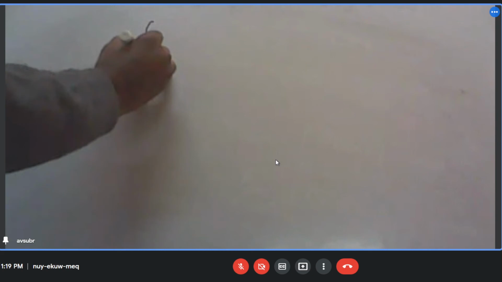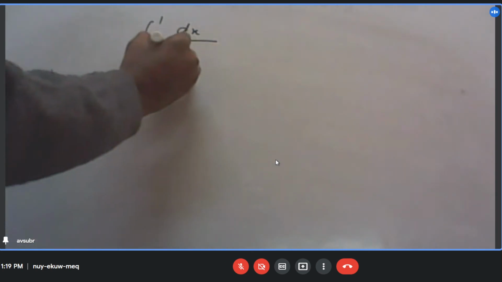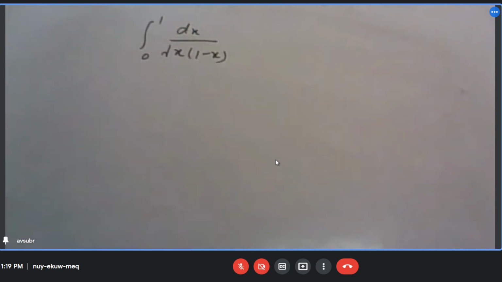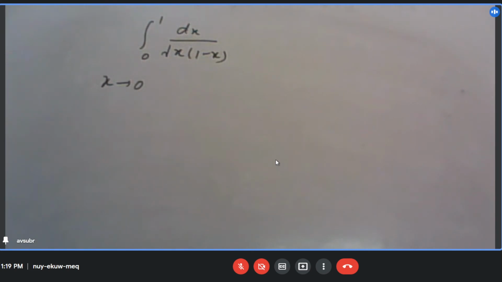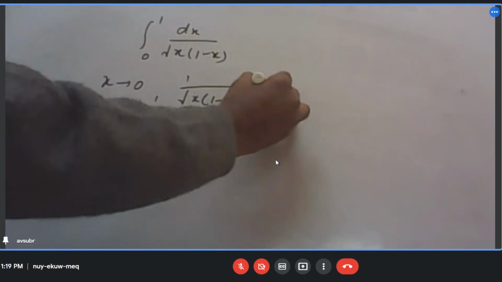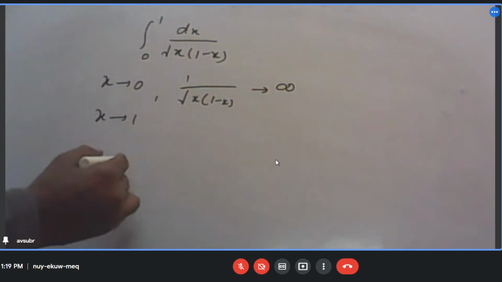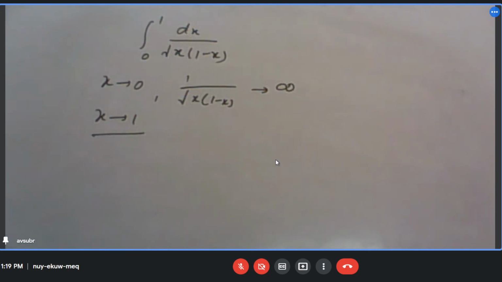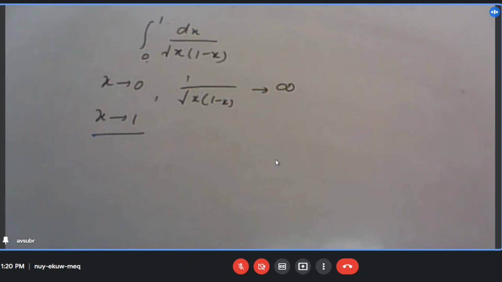So let us take an example. This is the example. Now you just see that as x tends to 0, this tends to infinity. It also tends to infinity when x tends to 1. So here is a singularity, here also there is a singularity, that is, discontinuity exists at both these points.